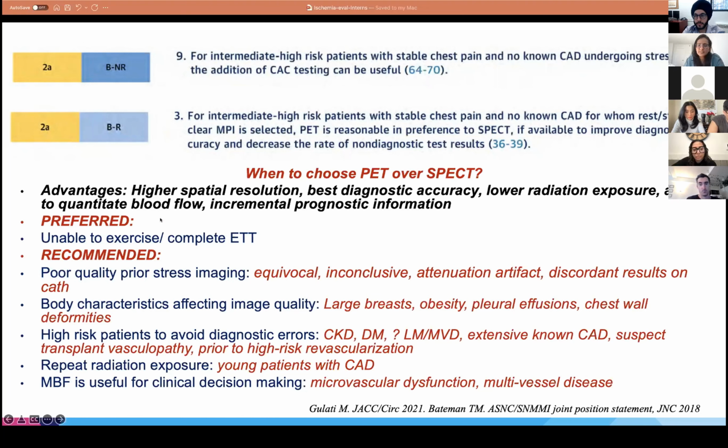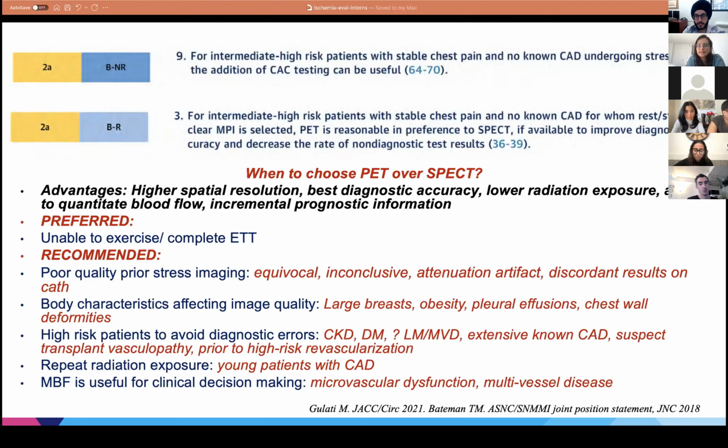So PET is typically done with a vasodilator test, just because of the technique and the radiotracers that we have. They're very short-lived, so we have to combine it with pharmacologic testing. So we typically recommend it in patients who are not able to exercise, because if they're exercising, we should get prognostic information from the exercise.